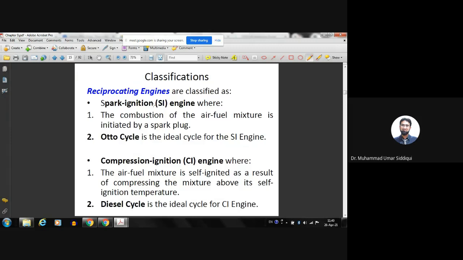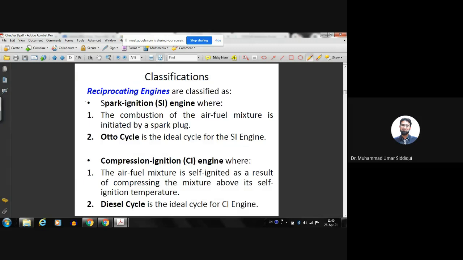Now let's discuss two different classifications of reciprocating engines. Reciprocating engines are the ones which use the piston-cylinder device, and there are two main or fundamental classifications of reciprocating engines. The first one is known as the spark ignition engine.